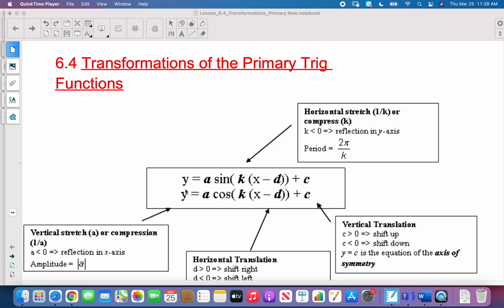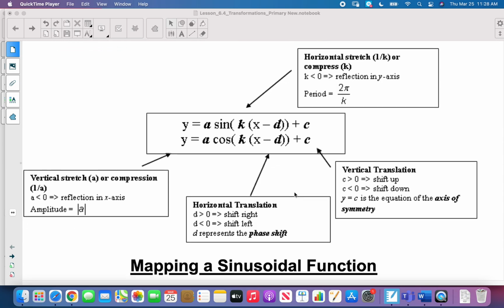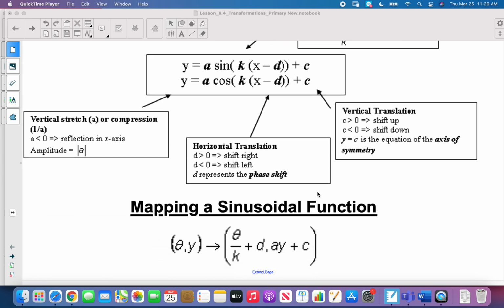minus d plus c, or y equals a cos k times x minus d plus c, where a, k, d, and c are the translations. A and k are the horizontal and vertical compressions or stretches, and d and c are the horizontal and vertical translations. We're familiar with these values and transformations.